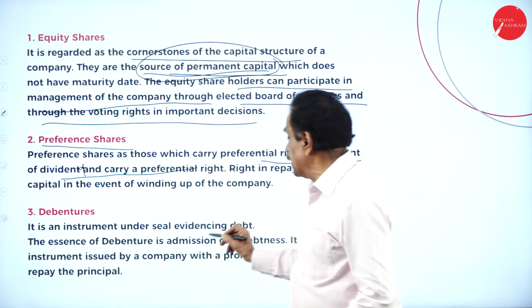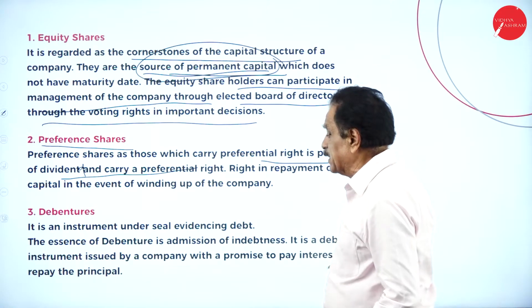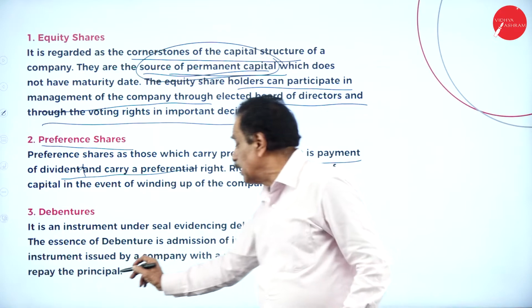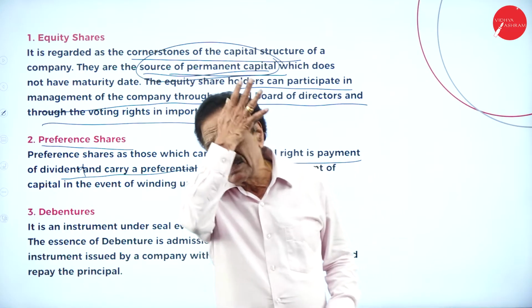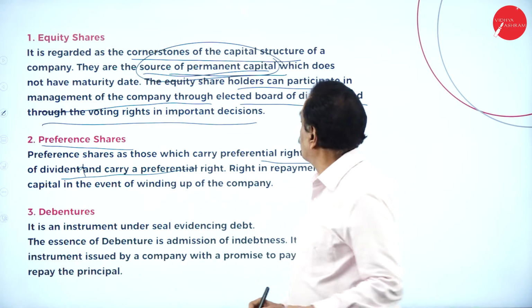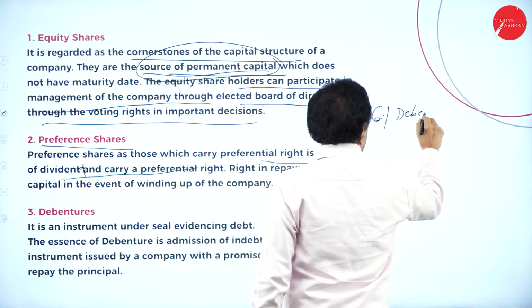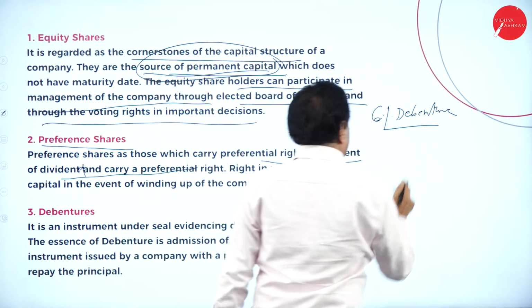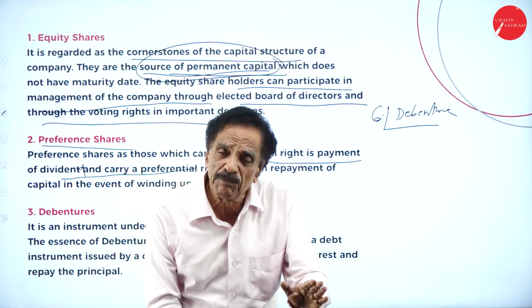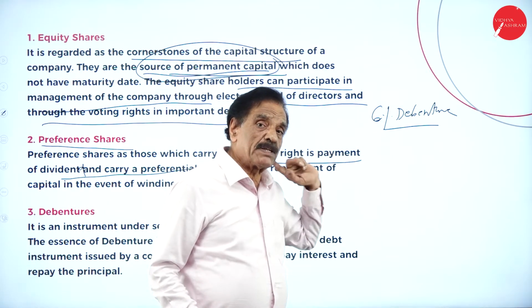A debenture is an instrument under seal, evidence of debt. The essence of a debenture is an admission of indebtedness. It is a debt instrument issued by a company with a promise to pay the interest and repay the principal money. A debenture is nothing but a loan taken from another company. Generally it follows a prefix, we say 6% debenture. The debenture interest is fixed. How much percentage? 6%. Whether you earn the profit or suffer the loss, we don't bother. You have to pay the interest of 6%.